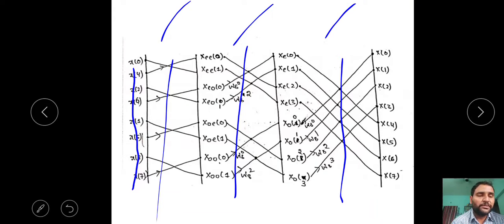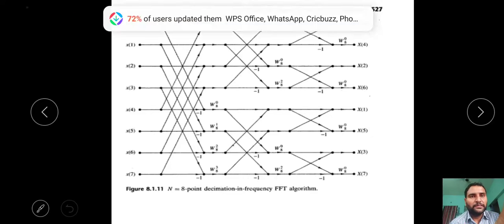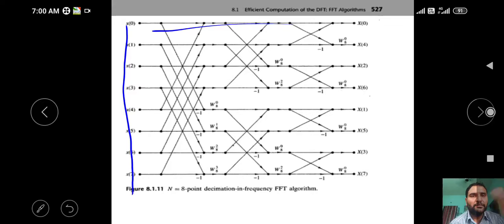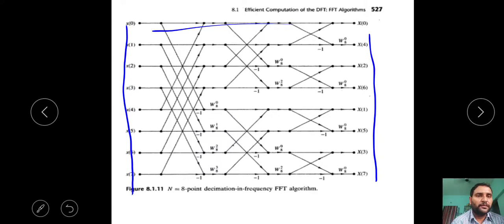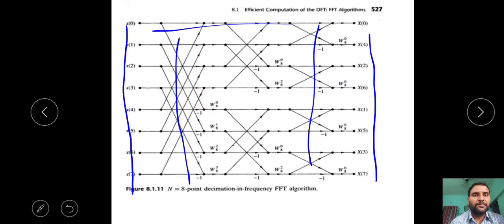And the outputs of the DIT FFT algorithm are in natural order: X of 0, X of 1, X of 2, X of 3, X of 4, X of 5, X of 6, X of 7. Similarly, we have the DIF FFT algorithm like this, which is the reverse of the DIT FFT algorithm, where inputs are in natural order and outputs are in bit reversal order. Stage 1 in DIT becomes stage 3, and stage 3 in DIT becomes stage 1.